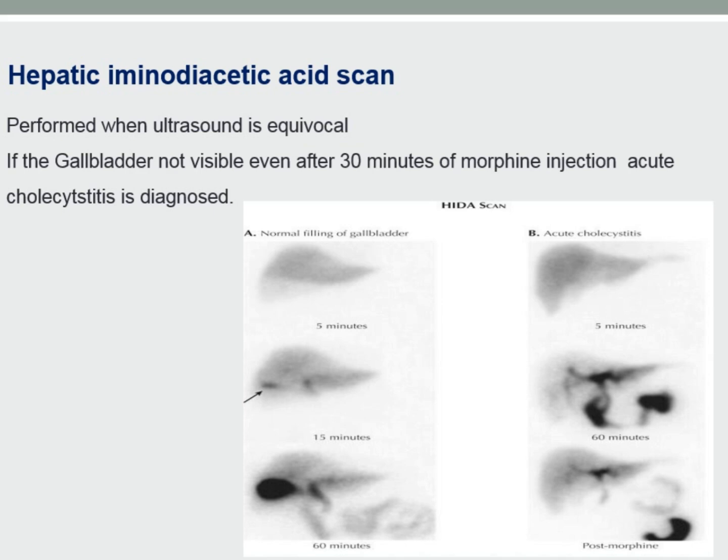We may inject morphine to contract the sphincter of Oddi and increase intrabiliary pressure. If 30 minutes after injection of the morphine we still don't see the gallbladder, it is diagnostic of acute cholecystitis.